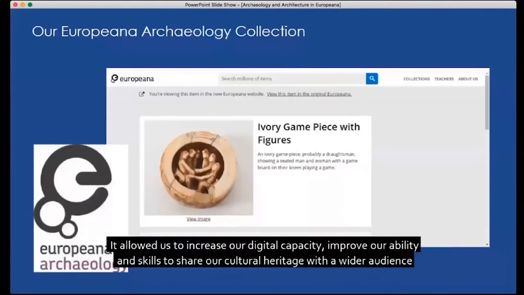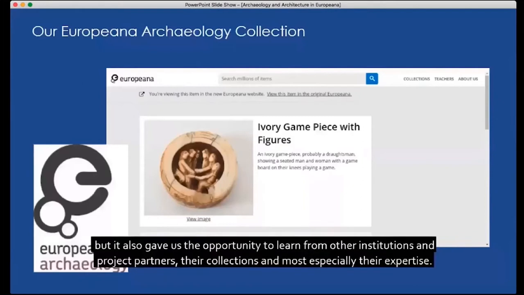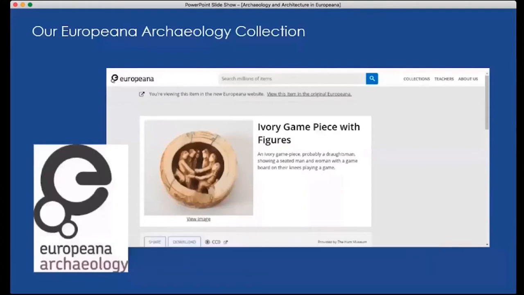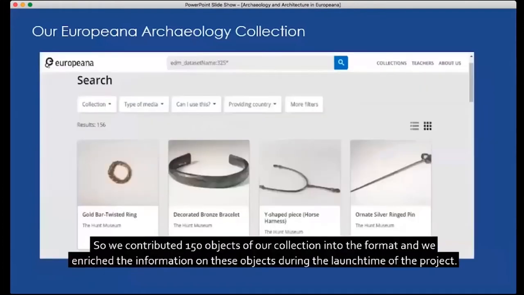It allowed us to increase our digital capacity, improve our ability and skills to share our cultural heritage with a wider audience. But it also gave us the opportunity to learn from other institutions and project partners, their collections, and most especially their expertise. So we contributed 150 objects from our collection in 2D format, and we enriched the information on these objects during the lifetime of projects.